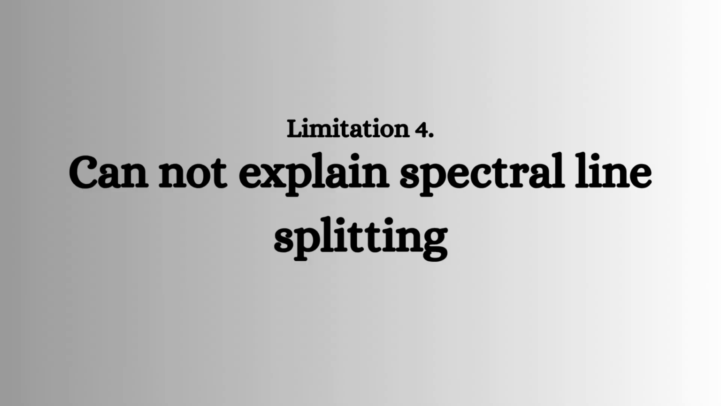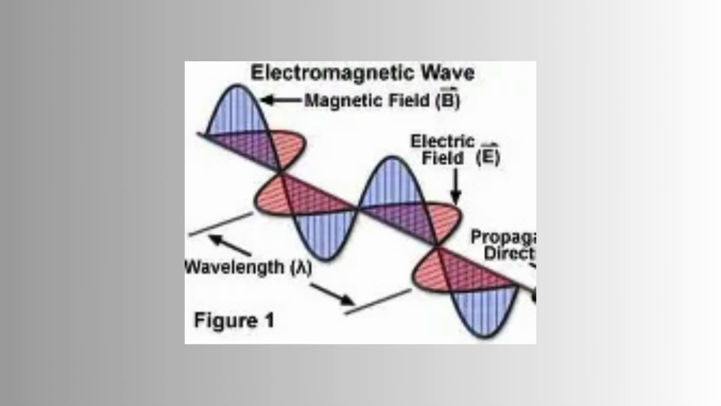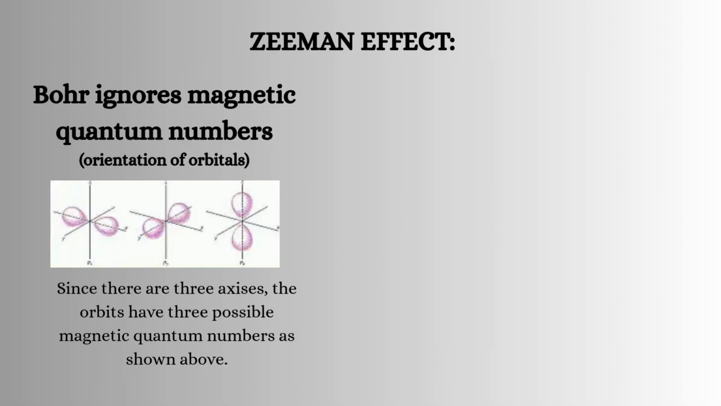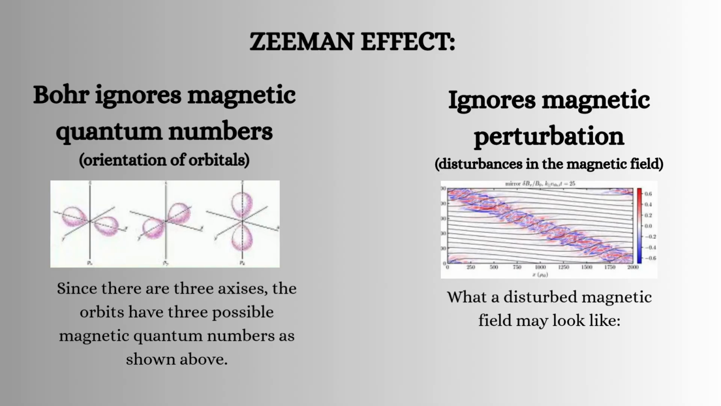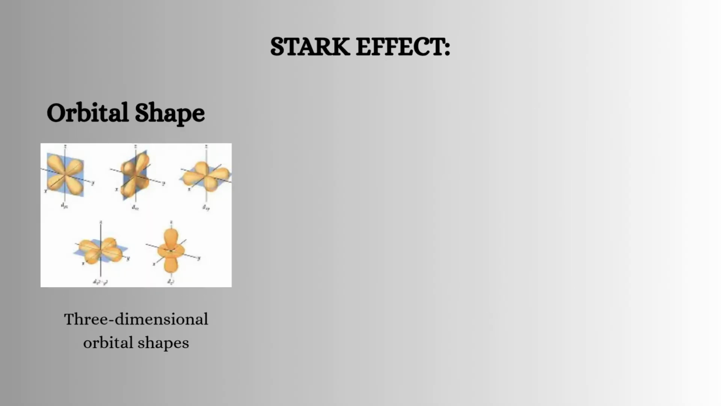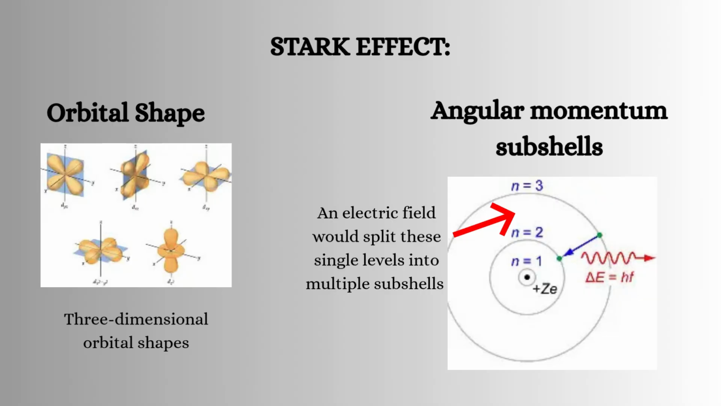So Bohr does not take into account the Zeeman effect and the Stark effect, which both involve the splitting of spectral lines when in the presence of either magnetic or electric field. For the Zeeman effect, Bohr's model fails to split orbits based on their magnetic quantum number and ignores magnetic perturbation. And then for the Stark effect, Bohr doesn't acknowledge the three-dimensional shapes of orbitals and the angular momentum subshells. So electric fields would remove degeneracy and would split these single levels into multiple sublevels, but because Bohr ignores the sublevel energies, it cannot predict this.